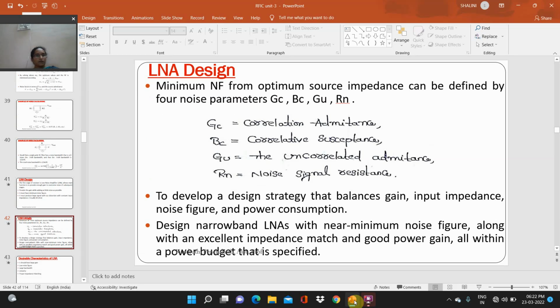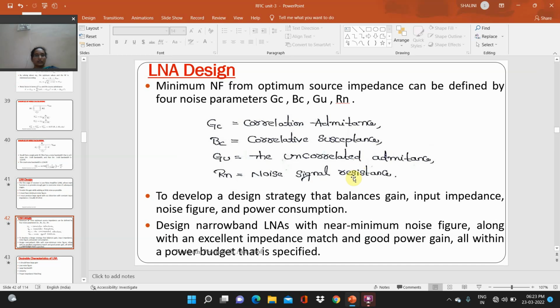Minimum noise figure from the optimum source impedance can be defined by four noise parameters: GC, BC, GU, RN. GC is the correlation admittance, BC is the correlation susceptance, GU is the uncorrelated admittance, RN is the equivalent noise resistance.